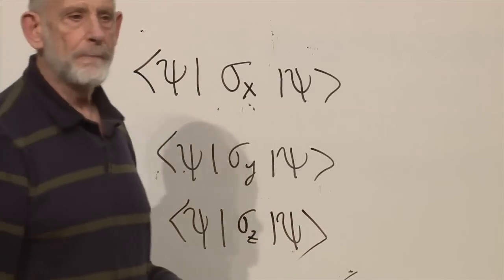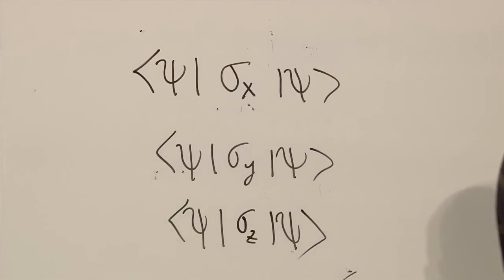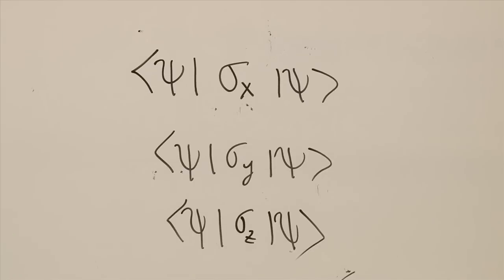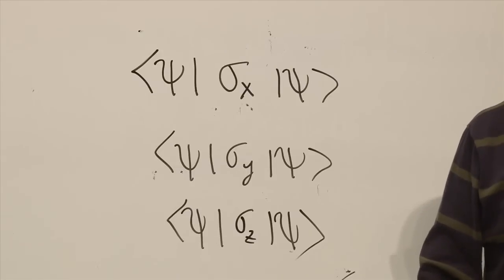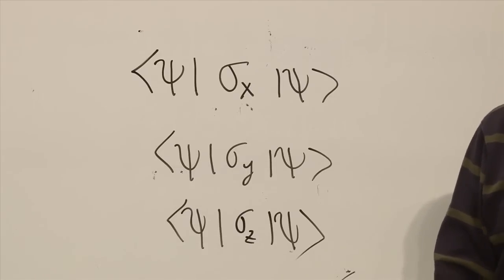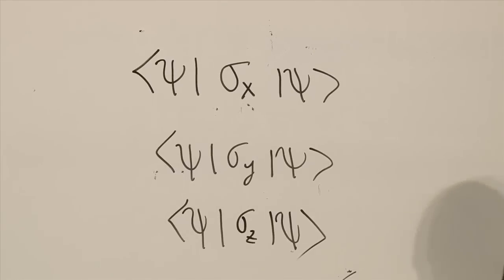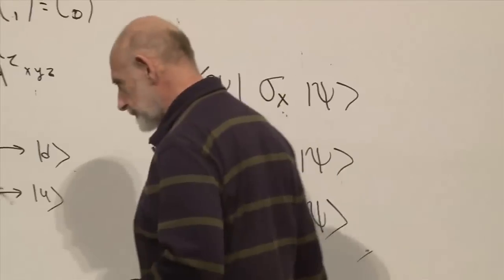Can they all be zero? Can they all simultaneously be zero for the ordinary two-parameter family of states of a single system? Should we take a vote, or should I just tell you? The answer is no, they cannot all be zero. And here's the reason.